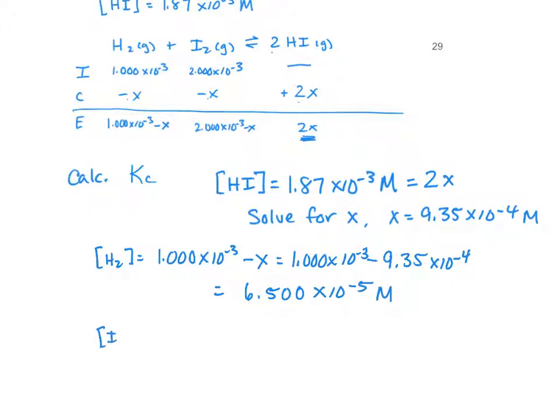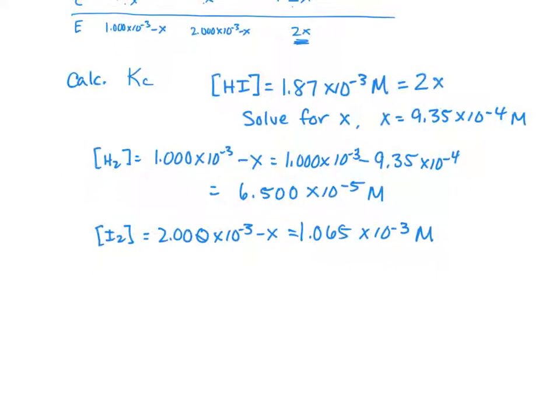And then for I2, our concentration is 2 times 10 to the minus 3 minus x. And so we'll end up with 1.065 times 10 to the minus 3 molar for our concentration of I2. Now we can take our equilibrium concentrations and plug them into Kc. So remember, our Kc is equal to the concentration of HI squared, that's our product, divided by H2 times I2.